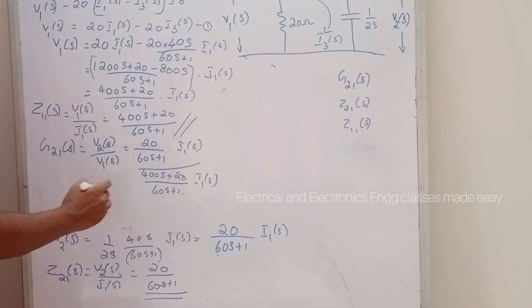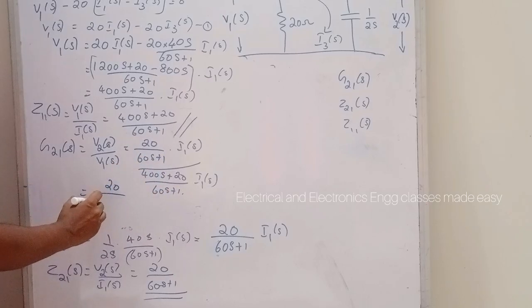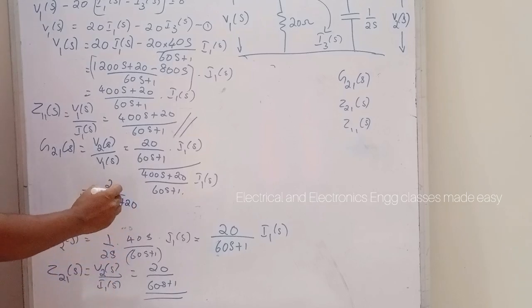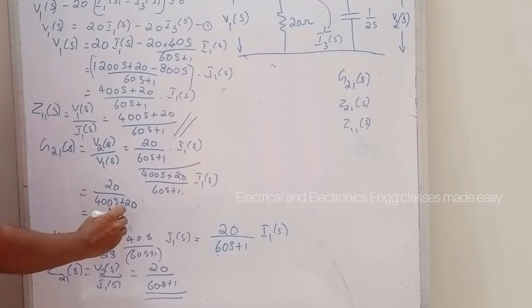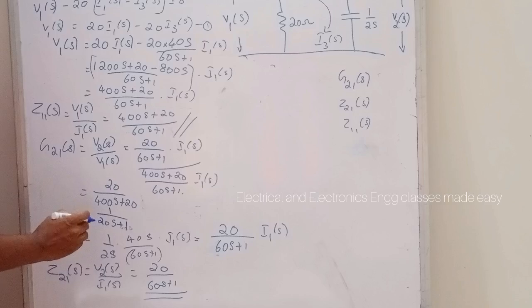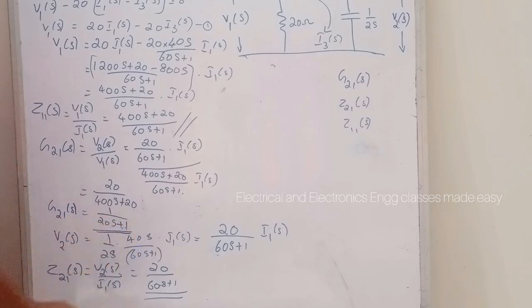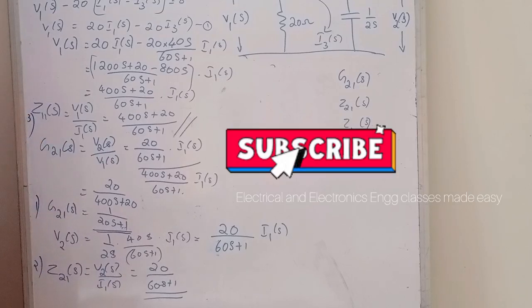So here 60s get cancelled. So we will get 20 divided by (400s plus 20). Again we can rearrange this one, that is 1 divided by (20s plus 1). So G21 of s is 1 divided by (20s plus 1). So these are the values: G21 of s, Z21 of s, then Z11 of s.